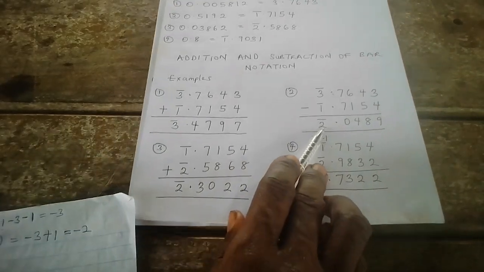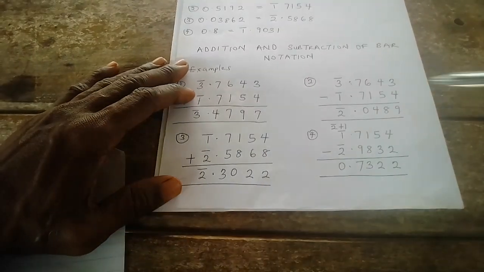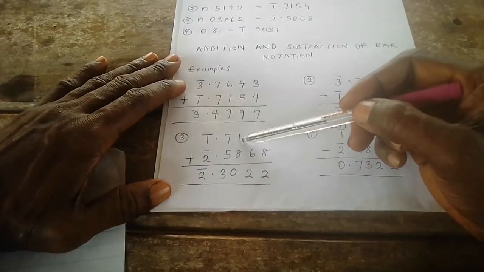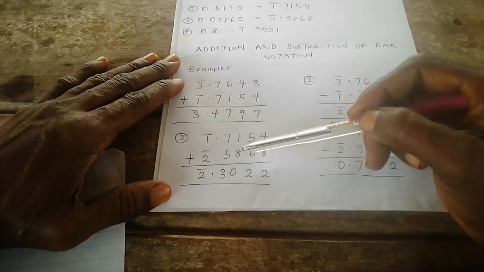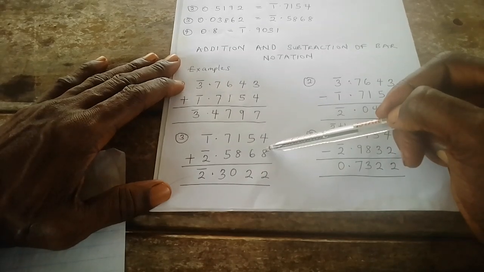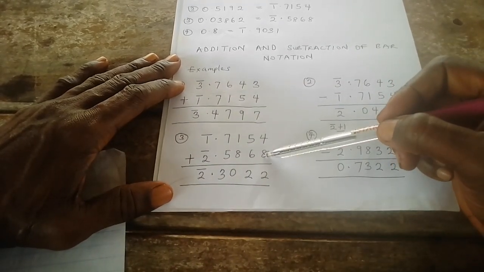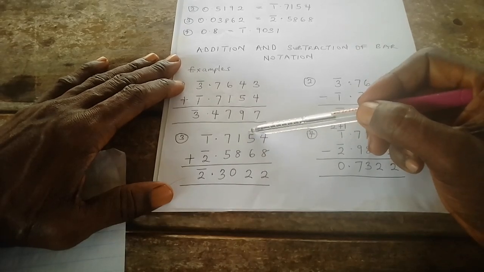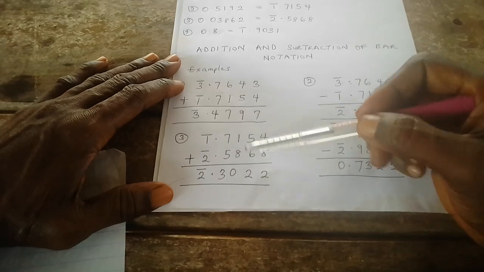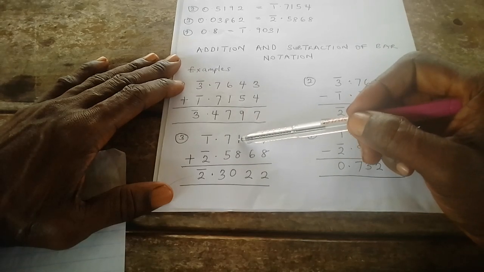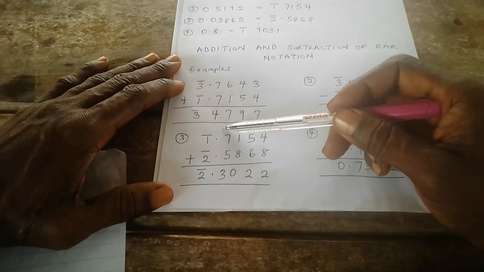Now let's do another example. Now you are having bar 1.7154 plus bar 2.5868. Now you want to add them. 4 plus 8 is 12. Write 2, remainder 1. That 1 plus 5, 6, plus 6 is 12. Write 2, remainder 1. 1 plus 1 is 2. 2 plus 8 is what? 10, right? So write 0, remainder 1.